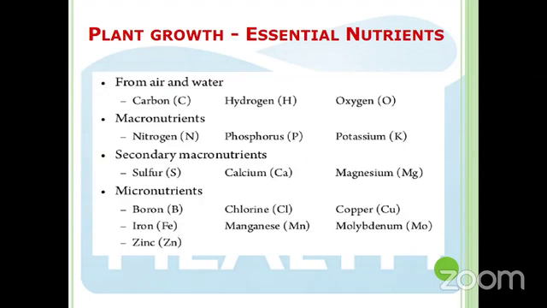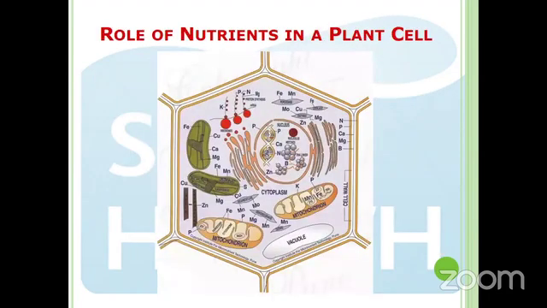These are micronutrients. All these nutrients have a specific role in the growth of the plant, and we'll see during our discussion how these nutrients are essential. Now you can see a picture of a plant cell in front of you. Crores of these plant cells come together and form the structure of the plant.